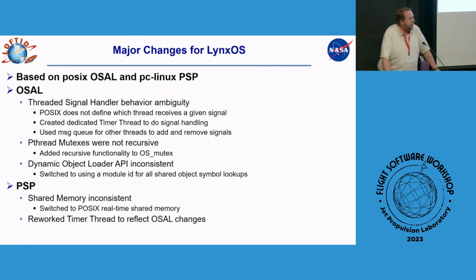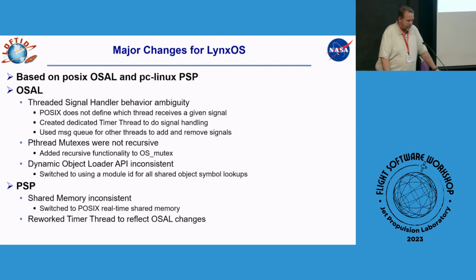Number two was because this is a little bit older, pthread did not support recursive mutexes, which were all throughout CFS. So I just added that capability into an OS mutex and wrote my own recursive mutex, and that worked fine. The other one, a dynamic object loader, they just use different APIs, so I had to use a different dynamic object loader. And then in the PSP, the shared memory system is actually different as well. There's apparently multiple ways to do shared memory in POSIX, and Linux does one way, LinkSauce does another way, which is called the real-time shared memory. So I just reworked that way.